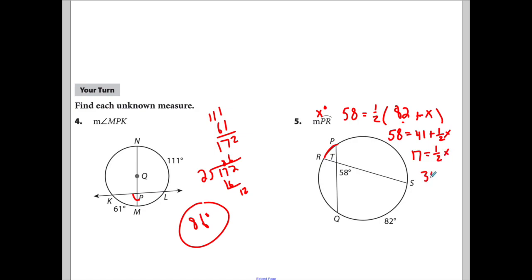And then you multiply by 2. You get 34 degrees. And that is the measurement of PR. So you know that this intersected angle at this chord will always be the average of these two measurements. Okay, you can also use the fact that these add up to 180, right? You could do other cool things.